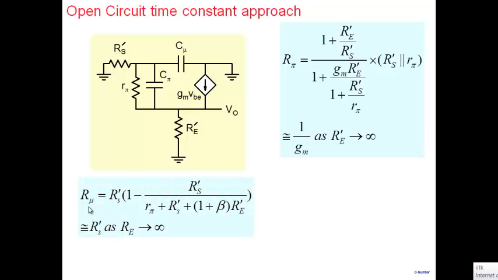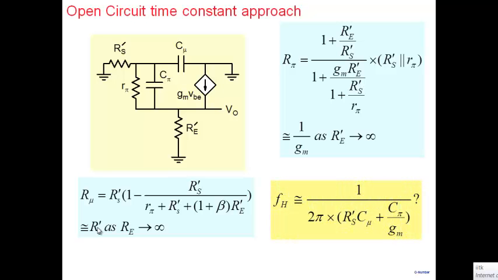And R mu that you see here, again, there's a long expression, but as RE tends towards a large value, this whole expression of R mu basically turns out to be RS dash. All right, which leaves us with an upper cutoff frequency of 1 over 2 pi, RS dash C mu, and C pi sees R pi, which is 1 over Gm. So this is the expression for the upper cutoff frequency that we get here. Not much to do except use the expressions that we have already given you for R pi and R mu, with the values given here, and you get an estimate for FH.